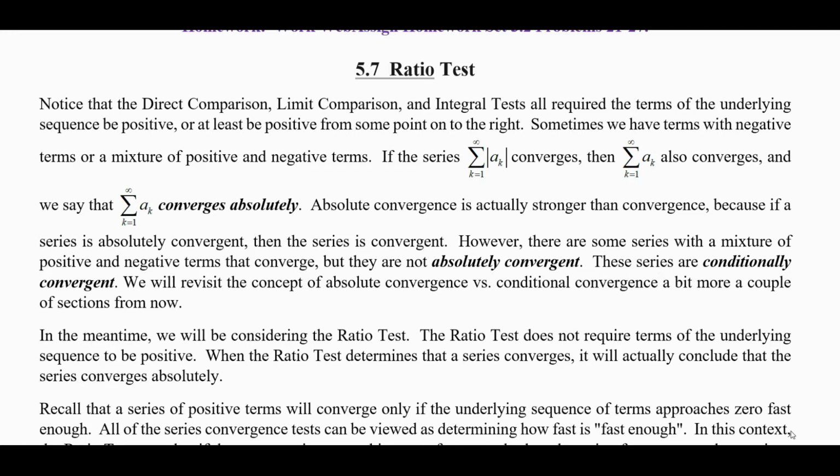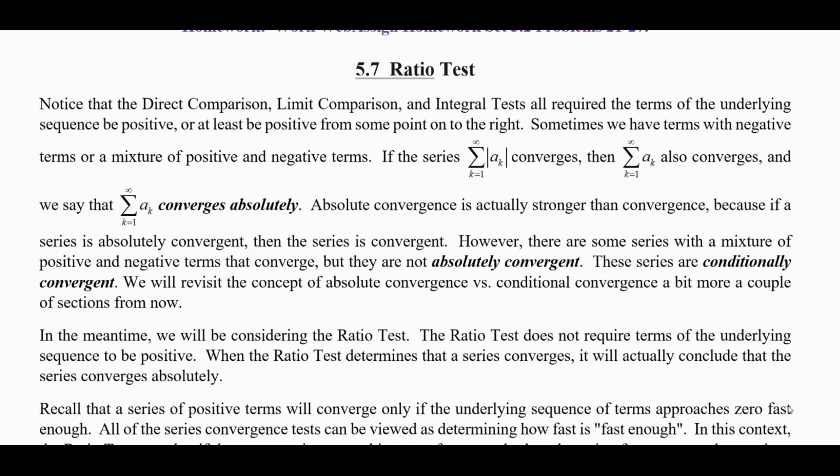We will revisit the concept of absolute convergence versus conditional convergence a bit more in a couple of sections from now. In the meantime, we will be considering the ratio test. The ratio test does not require the terms of the underlying sequence to be positive. When the ratio test determines that a series converges, it will actually conclude that the series converges absolutely.